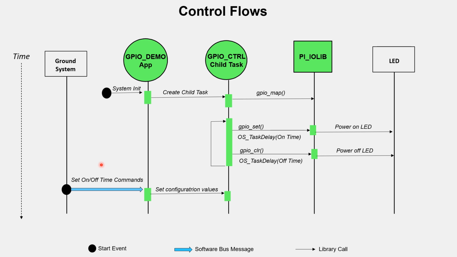The second scenario is for the set on and off time commands. These commands are received by the main app, which then dispatches them to the child task where it sets the appropriate values.